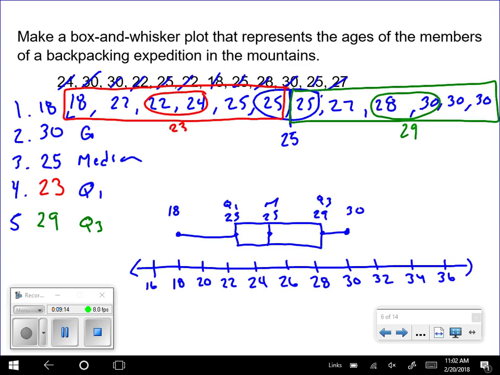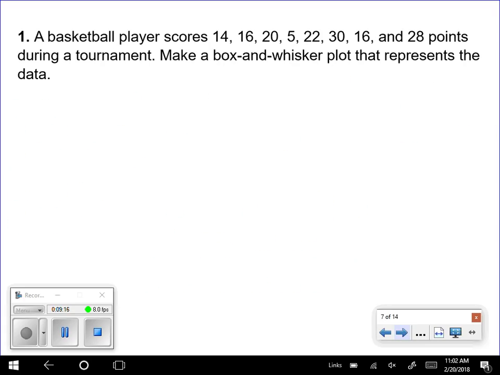All right, so I want you to go ahead and try this one. A basketball player scores these points during a tournament. Make a box and whisker plot that represents the data. So go ahead and try that one on your own. You need to find the 5-number summary. Make a number line, and then draw your box and whisker plot.